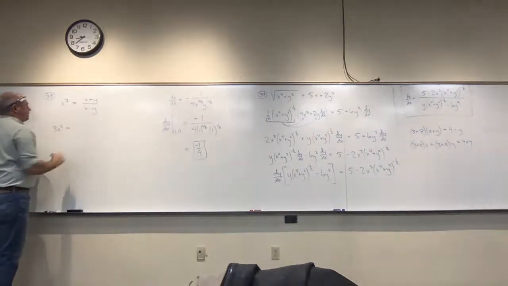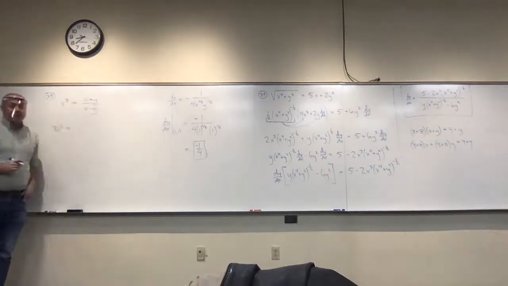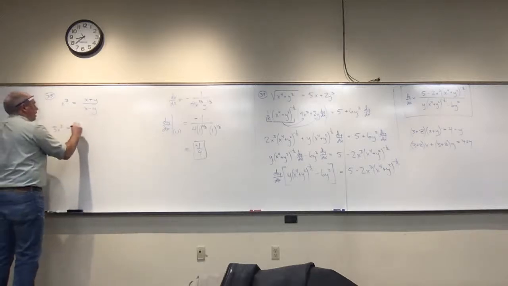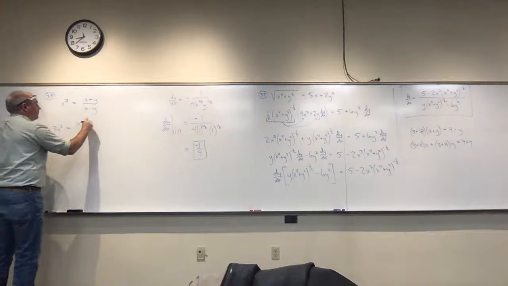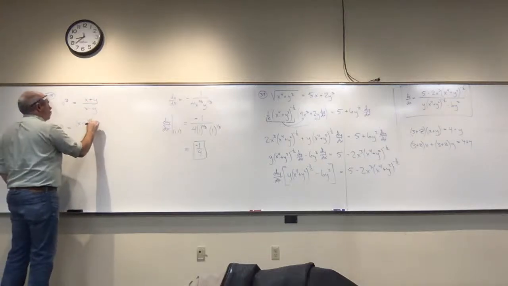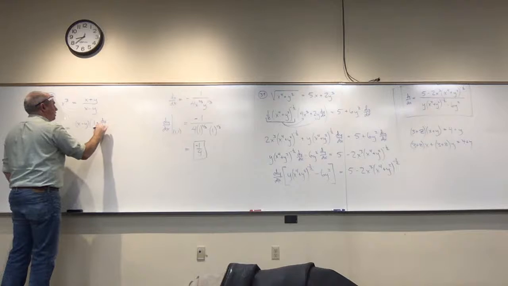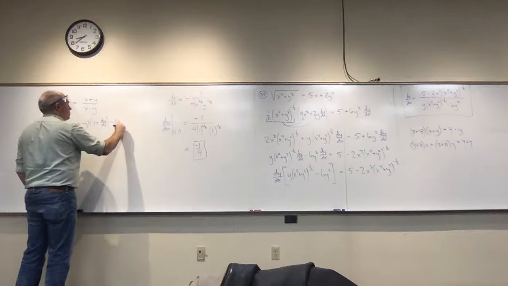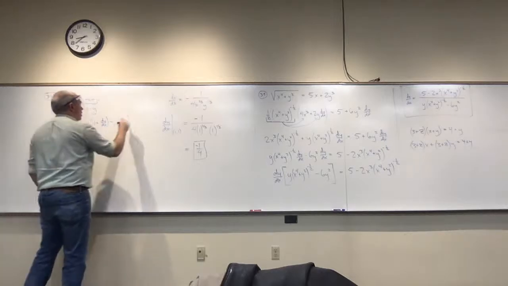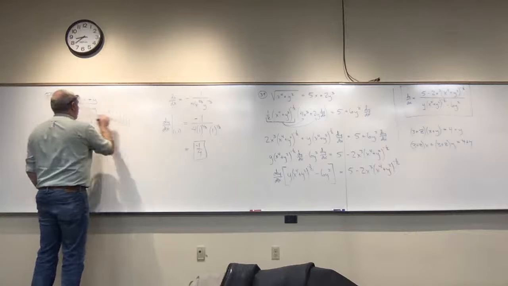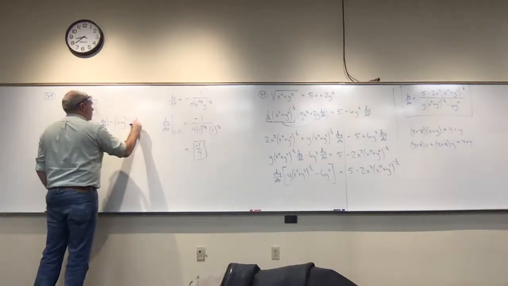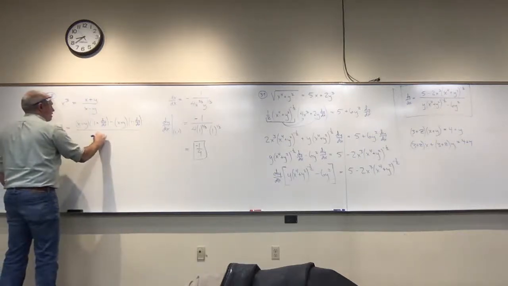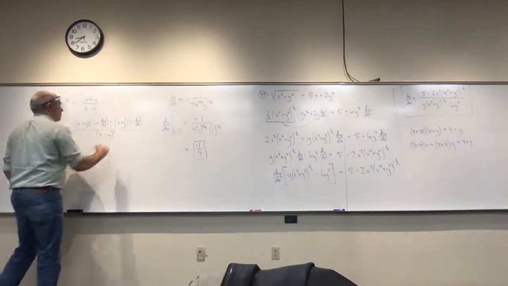And then on the other side, the derivative of this thing, that's a quotient, right? So we need to use the quotient rule. We get the bottom, x minus y, times the derivative of the top, the derivative of x plus y, which is 1 plus dy/dx, minus the top, which is x plus y, times the derivative of the bottom, which is 1 minus dy/dx, all over the bottom, which is x minus y squared.